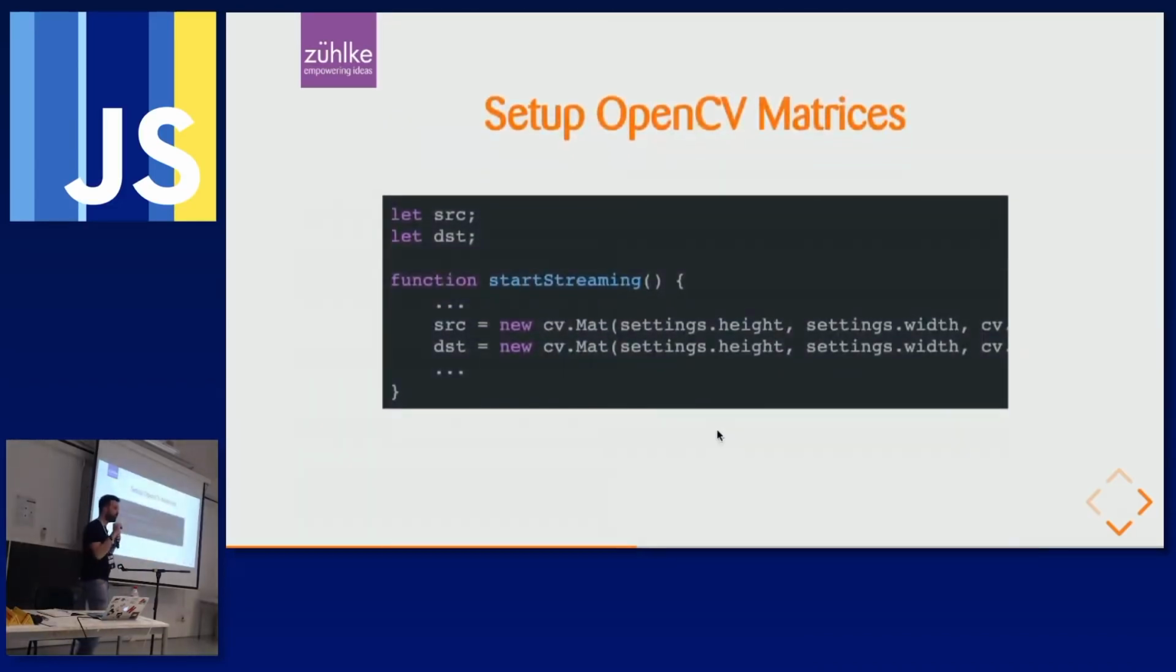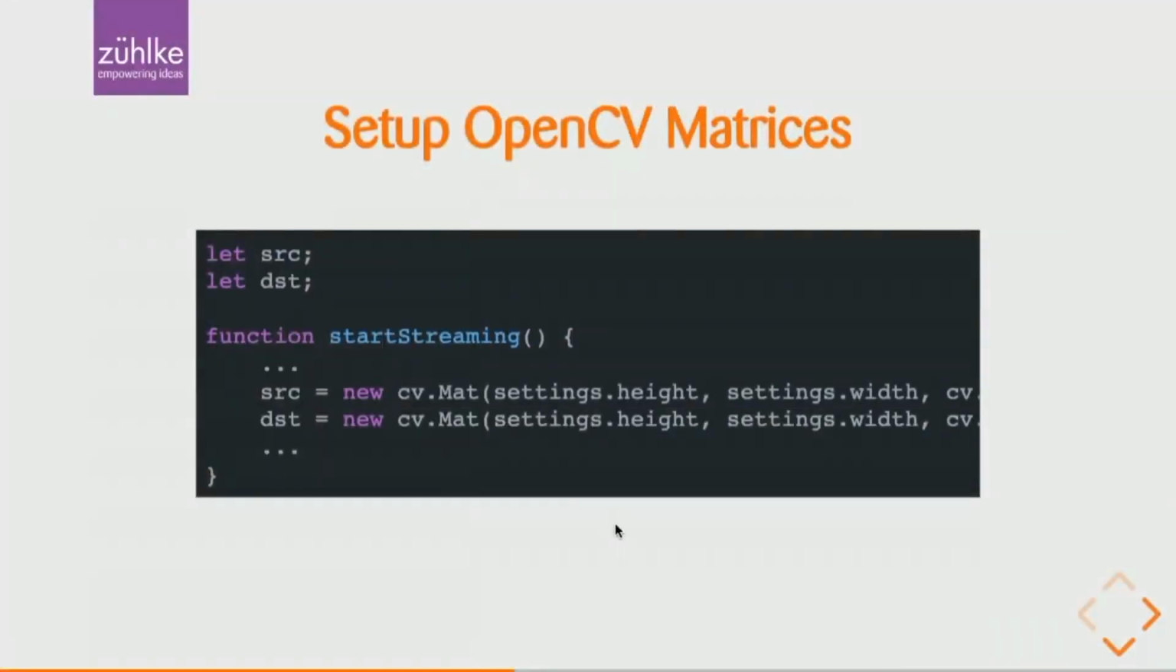Then we need two matrices. One is the source matrix. This is what we get out of the video stream. And the other is the destination matrix. In between, we will do some conversion on that image, right? So we read a matrix, transform it into a destination matrix, paint that destination matrix onto our canvas. These are the steps we're going to do.